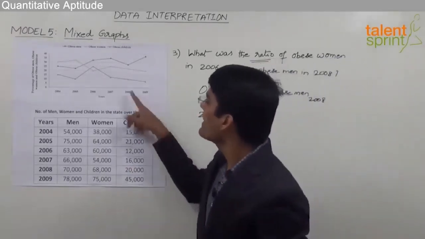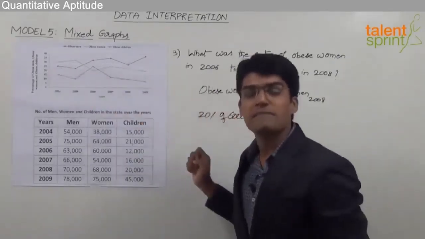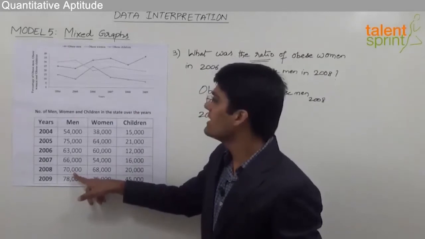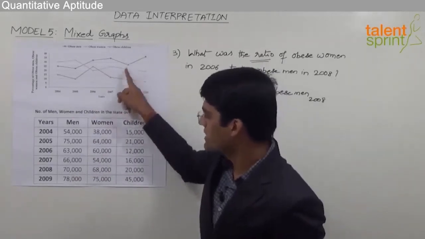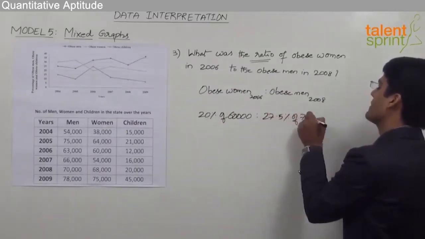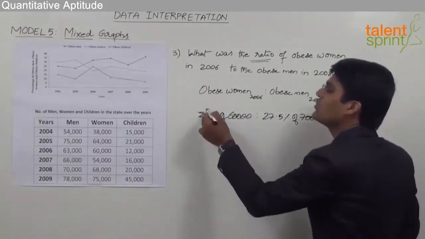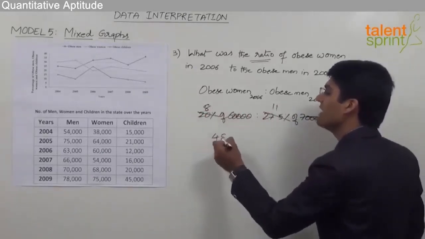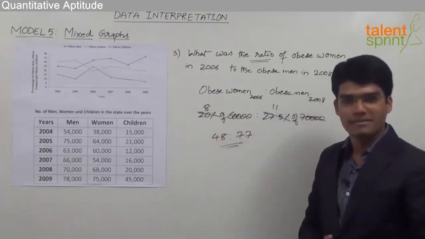The percentage of obese men in 2008 is exactly between 25 and 30. So that can be taken as 27.5%. And the total men in 2008 is 70,000. So the number of obese men in 2008 can be taken as 27.5% of 70,000. Now by simplifying this, we get the required answer. So zeros anyway get cancelled here. This can be taken as 2.5 into 8 and this is 2.5 into 11. So 8 into 6 is 48 and 11 into 7 is 77. So the answer here is 48 is to 77.